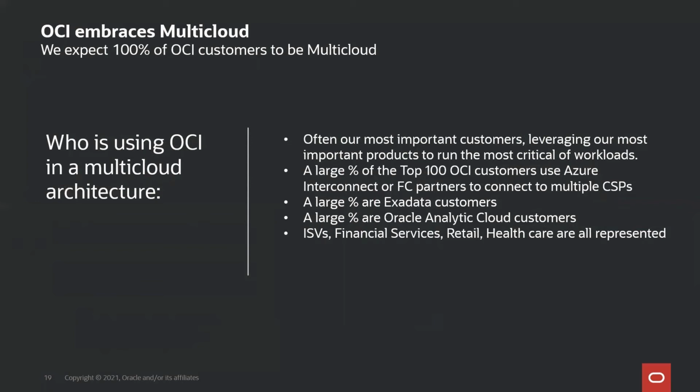So who's using our multi-cloud architecture? If we look at the current OCI customers, many of our top 100 revenue producing companies are leveraging our Azure Interconnect, which is our unique partnership with Microsoft, or leveraging one of our FastConnect partners to connect to some other cloud. These are often our most important customers, some of our biggest well-known customers that are leveraging our most important products, things like Exadata, to run their most critical workloads. So multi-cloud has really taken hold with the larger companies that are customers with Oracle.